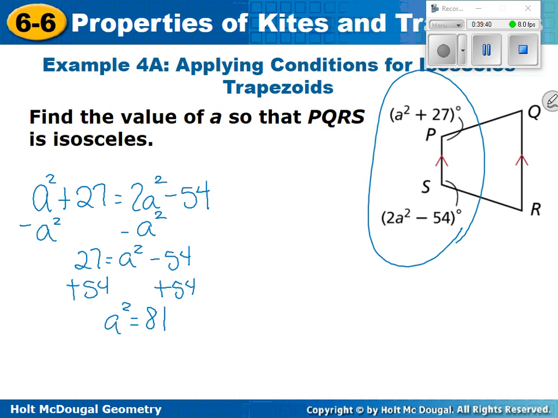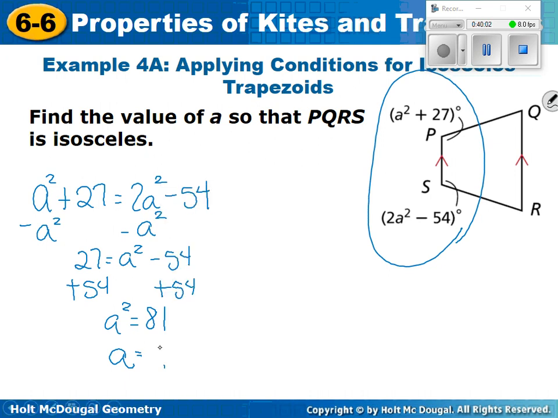Stressing to you again, where you will start in Algebra 2 will be with quadratics. A quadratic is anything to the second power. Some quadratics make us use the quadratic formula. Some we can factor. Some we can just use square roots. This is one where we can just use square roots.